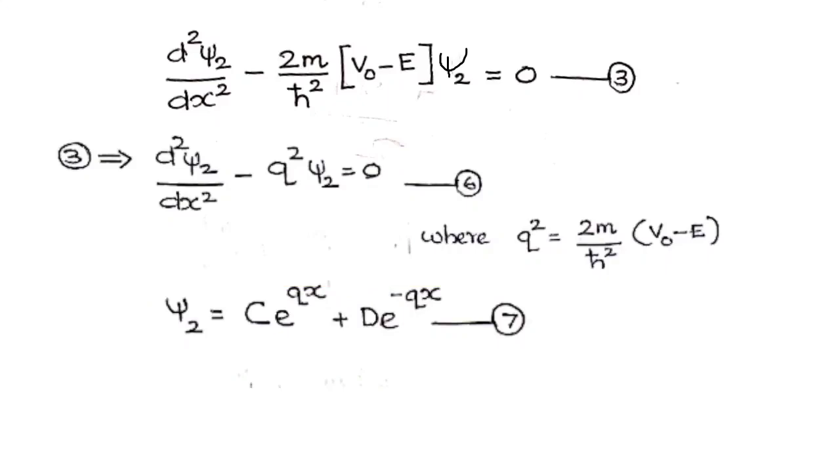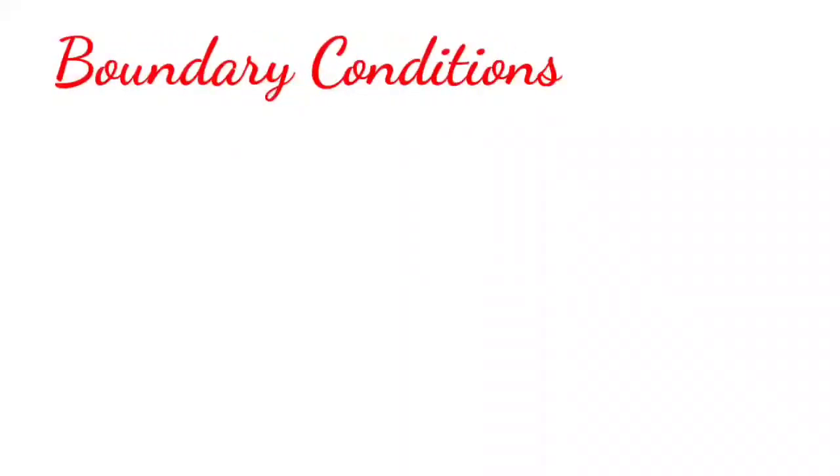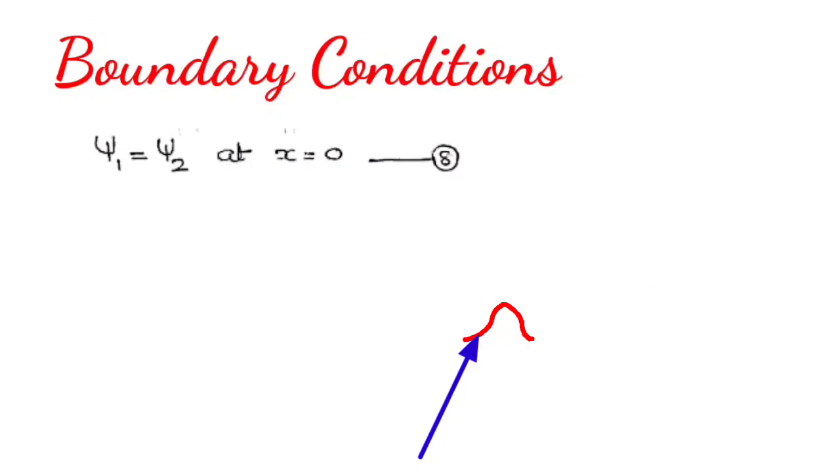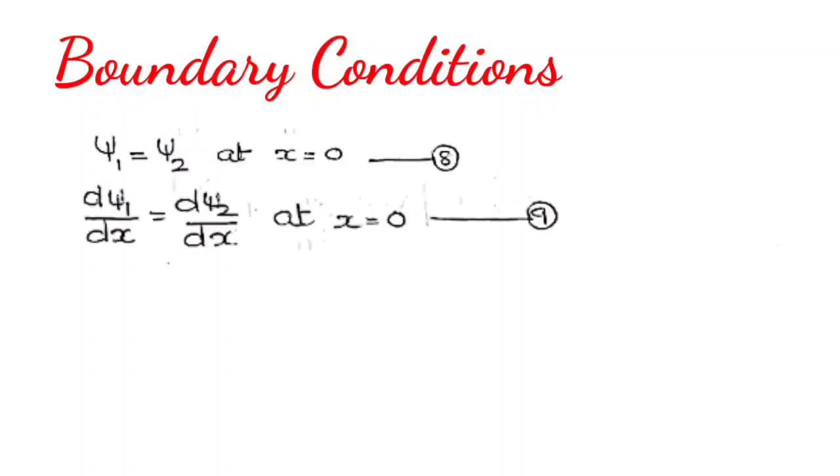Now the constants A, B, C and D can be obtained by applying the boundary conditions. The first boundary condition is ψ1 equal to ψ2 at x equal to 0. That is equation number 8. The wave functions are the same at x equal to 0. Then the change in wave functions will also be the same, that is dψ1/dx equal to dψ2/dx at x equal to 0. That is equation number 9.